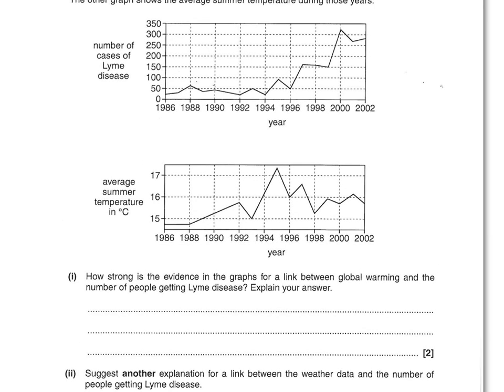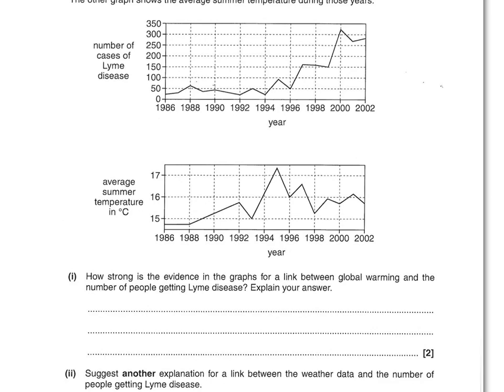So, if you put there is no link, you could say that the peaks and troughs do not coincide for a mark, and you could say that Lyme disease peaks in 2000 but the highest temperature peaks in 1995, so those 2 points to get those 2 marks if you said there's no link. But if you said there was a link, you could say that overall they are both rising, and both have the lowest values in 1986, that would be your 2 marks. And if you said there was a weak link, you could say that both graphs go up, but they don't peak at the same time, that would be your 2 points.